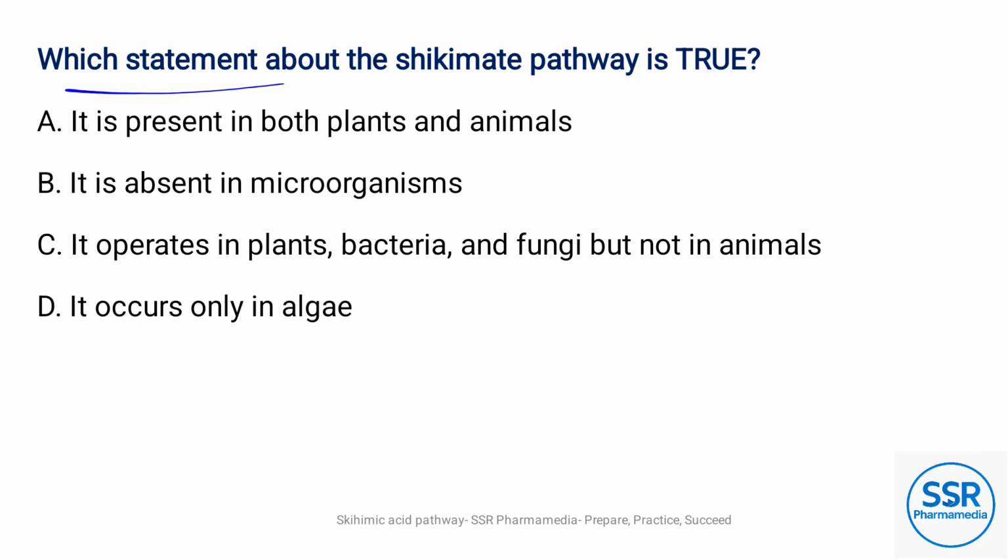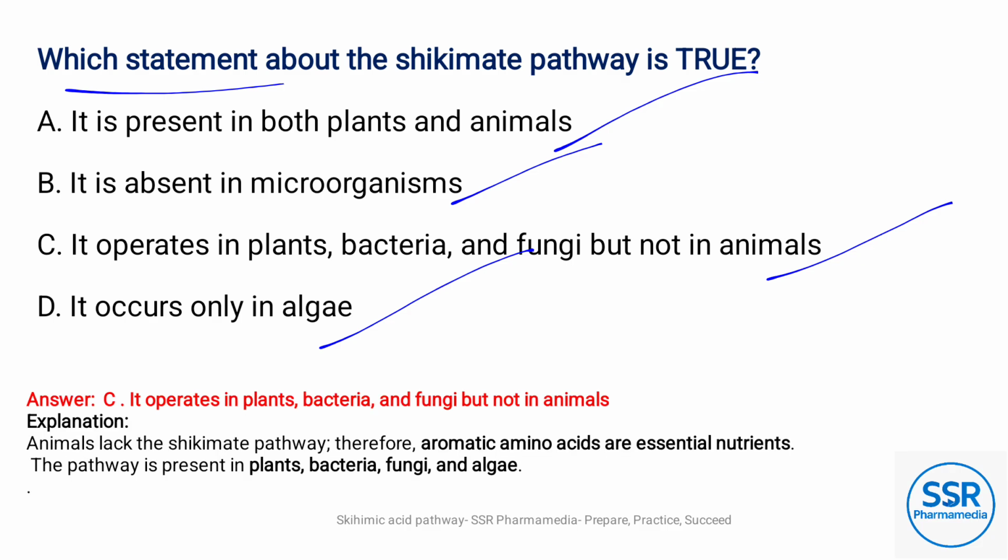Which statement about the shikimate pathway is true? Option A, it is present in both plants and animals. Option B, it is absent in microorganisms. Option C, it operates in plants, bacteria and fungi but not in animals. Option D, it occurs only in algae. So the answer is option C. It operates in plants, bacteria and fungi but not in animals. Animals lack the shikimate pathway.